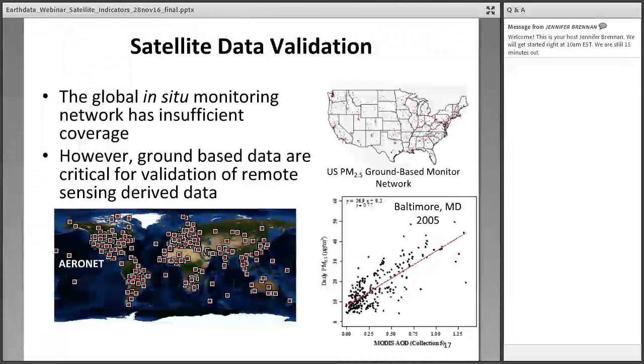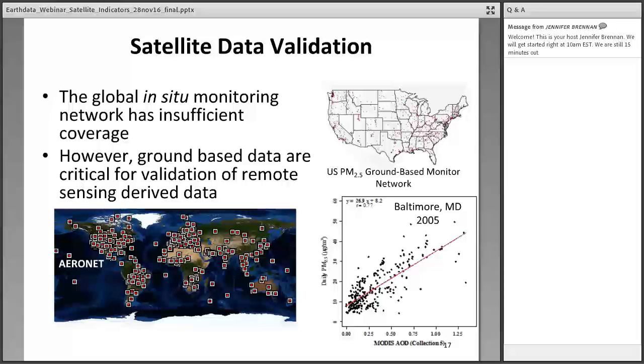You can see in the lower left, the global in situ monitoring network looks fairly complete, but there are regions where there's just not much coverage at all, in Asia and Africa. And in the U.S., it's a much denser network of PM 2.5 ground monitoring networks.